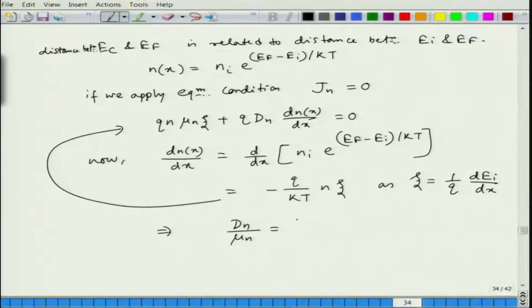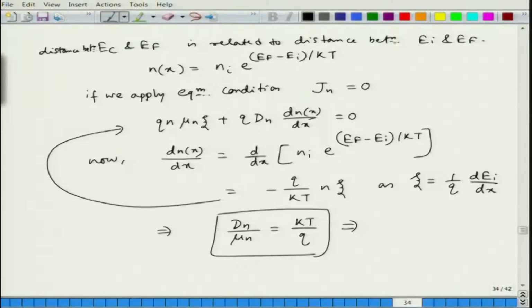Okay. So, from here if you put this information in this expression, what you get is Dn by μn is equal to kT by q. That is what we were after, right. So, we had to relate the diffusion coefficient and the mobility Dn and μn, and they are related this way. Okay. And this is the famous Einstein relationship.